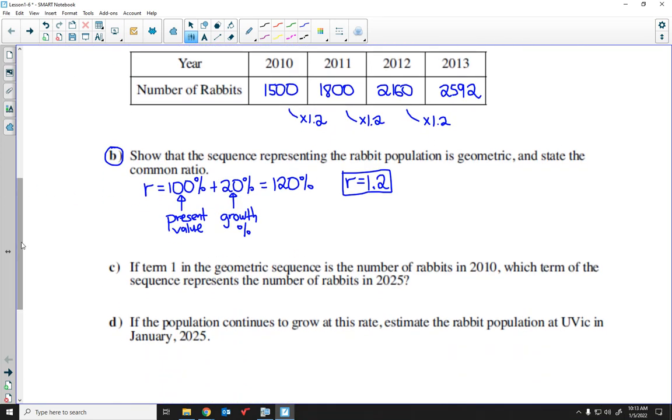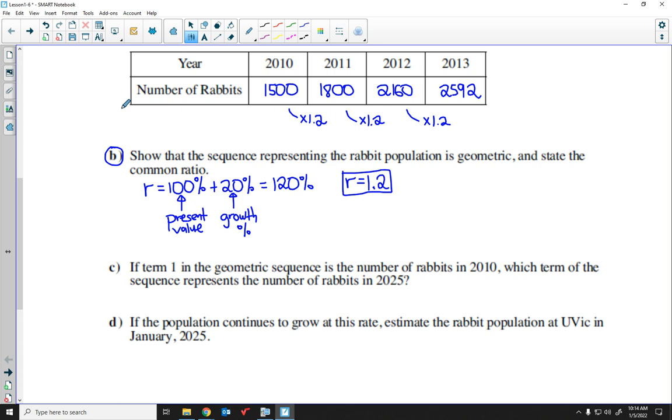C, if term 1 in the geometric sequence is the number of rabbits in 2010, which term of the sequence represents the number of rabbits in 2025? When you first look at this, you might think to subtract the years, 2025 minus 2010, and that would represent term 15, but you have to be a bit careful with this. So we're going to have to count this properly.